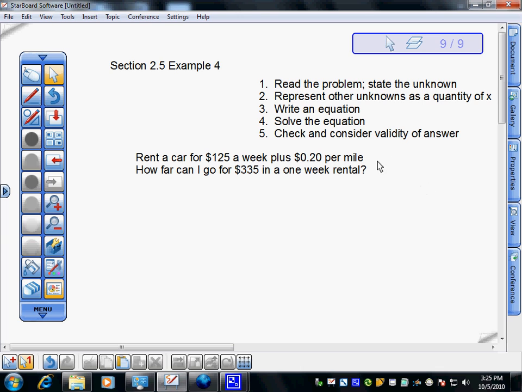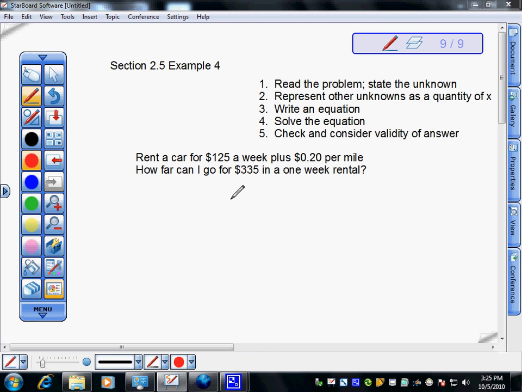So I've summarized the problem. This doesn't really state something here, but it makes the problem much easier if I just retype the key pieces. We rent a car for $125 a week plus 20 cents per mile. That's the root of everything going on here. How far can I go for $335 in 1 week rental?